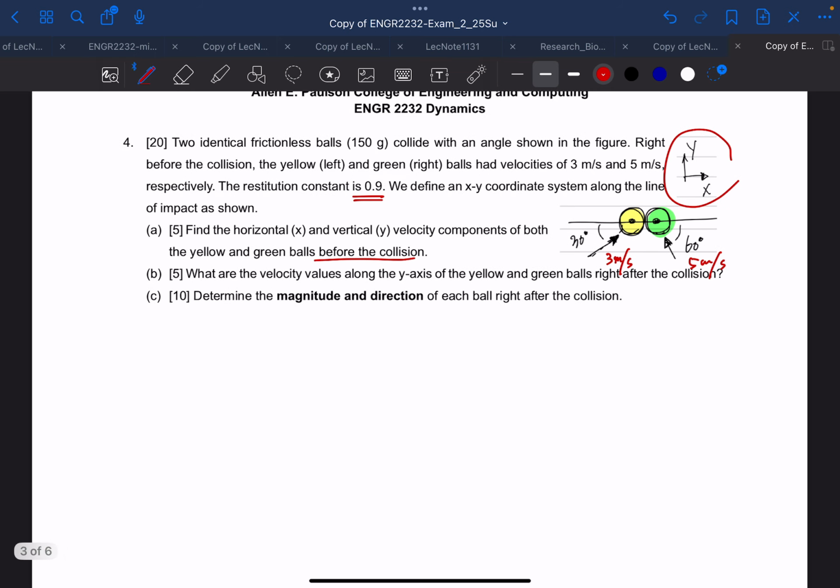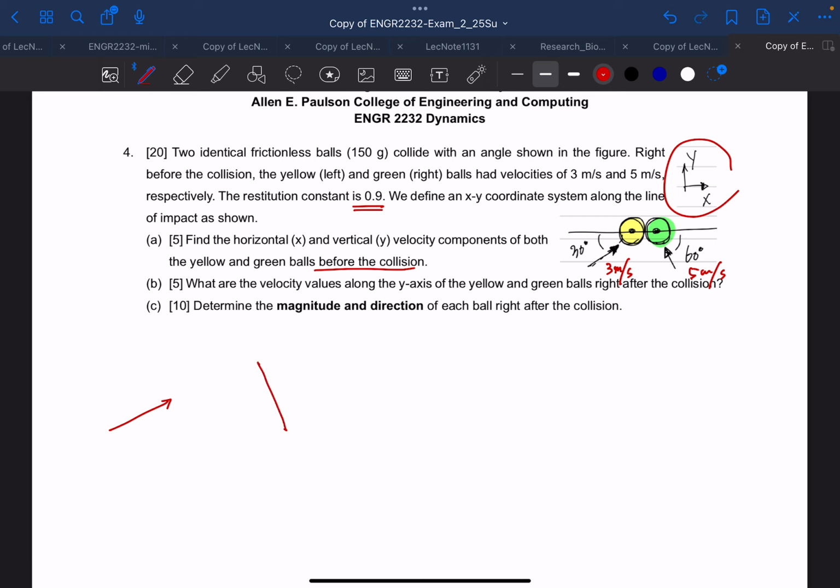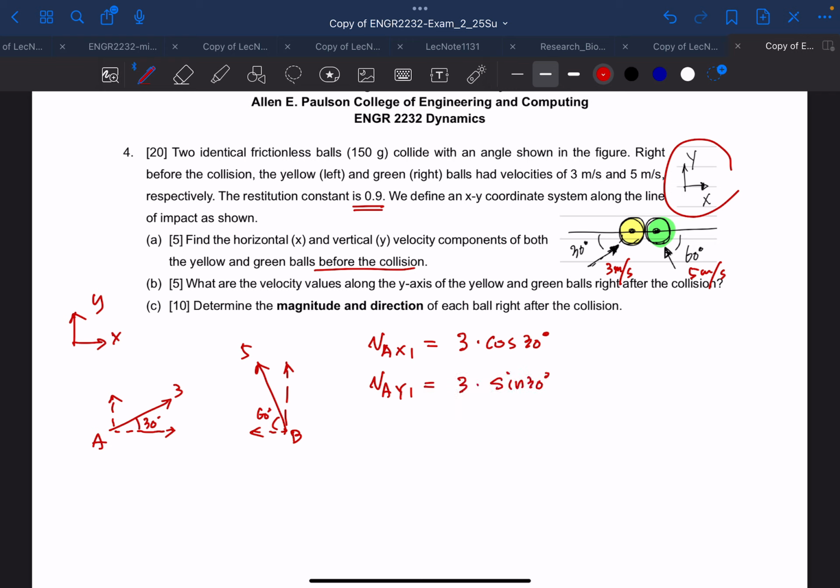So all we had to do was just do a little bit of geometry. Like that. This is 3, and this is 5, and this is 30 degrees, and this was 60 degrees. And we have the axes X and Y like that. So if we call this one A, and this guy B, VAX1 is going to be 3 times cosine 30 degrees, right? VAY1 is going to be 3 times sine 30 degrees. And these are both in the positive direction because it's along the axis direction, right? So if we just do the math, we can find the values for these.